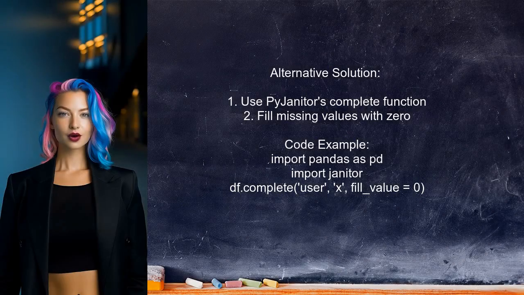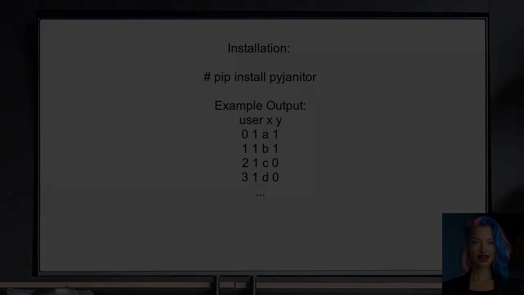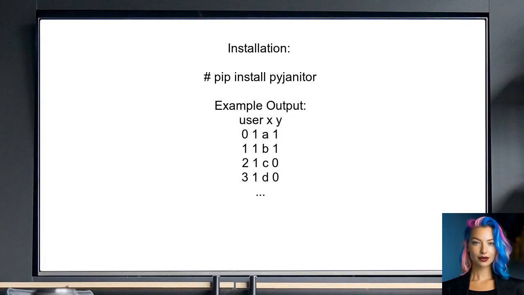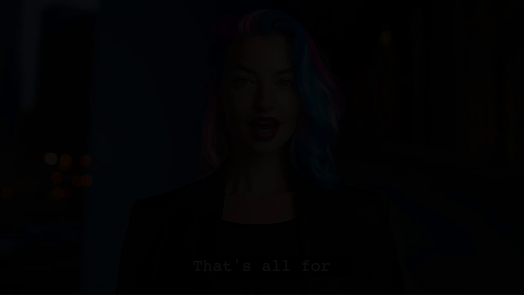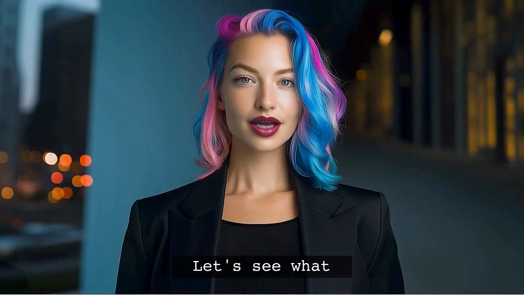An alternative approach is to use the complete function from the pyjanitor library. This function simplifies the process of generating missing rows in your data frame. To use this method, first install pyjanitor with pip. Then you can easily complete your data frame to ensure every user has a record for each possible X value. That's all for that response. Let's see what someone else had to say.